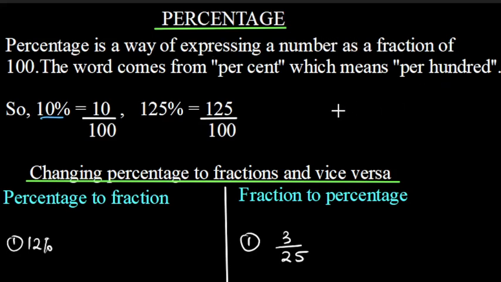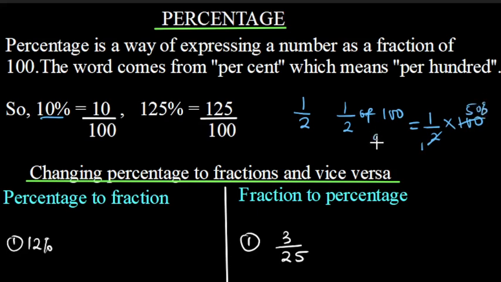Now, looking at this definition here, which says percentage is a way of expressing a number as a fraction of 100. So for instance, when you have let's say 1/2, and we want to express this as a percentage, what we'll do is we do 1/2 of 100. So this becomes 1/2 times 100. So 2 here, 1, 2 here, 50. So we'll have 50%. Okay, so let's proceed.